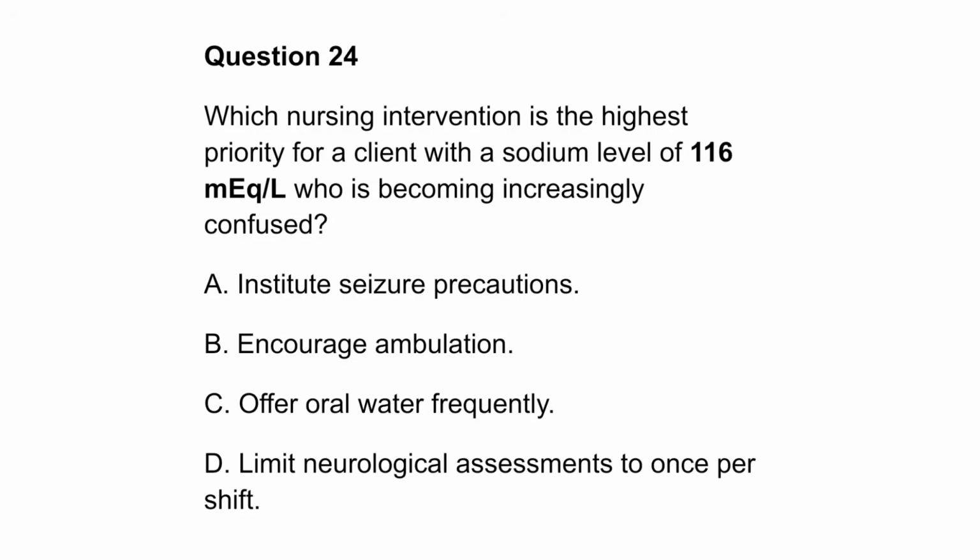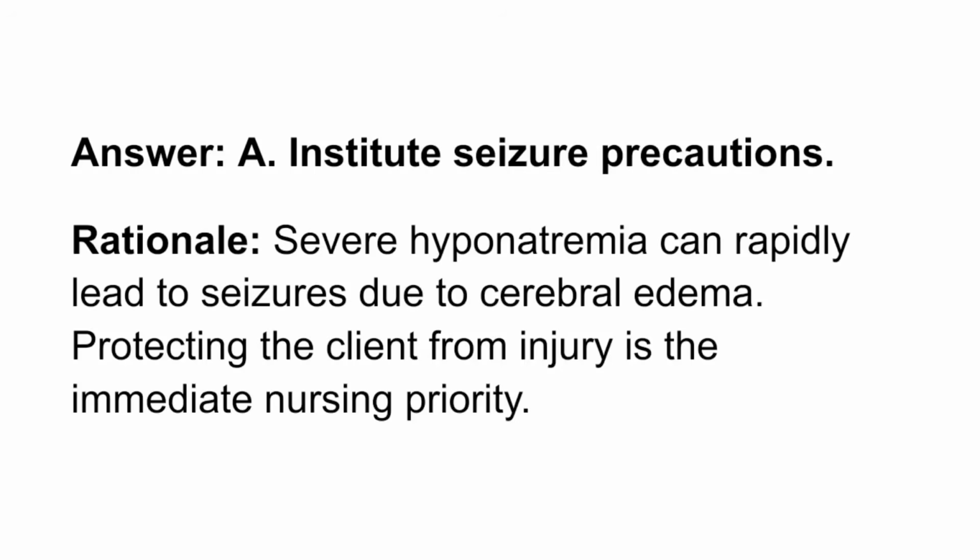Question 24. Which nursing intervention is the highest priority for a client with a sodium level of 116 milliequivalent/L who is becoming increasingly confused? A. Institute seizure precautions. B. Encourage ambulation. C. Offer oral water frequently. D. Limit neurological assessments to once per shift. Answer. A. Institute seizure precautions.